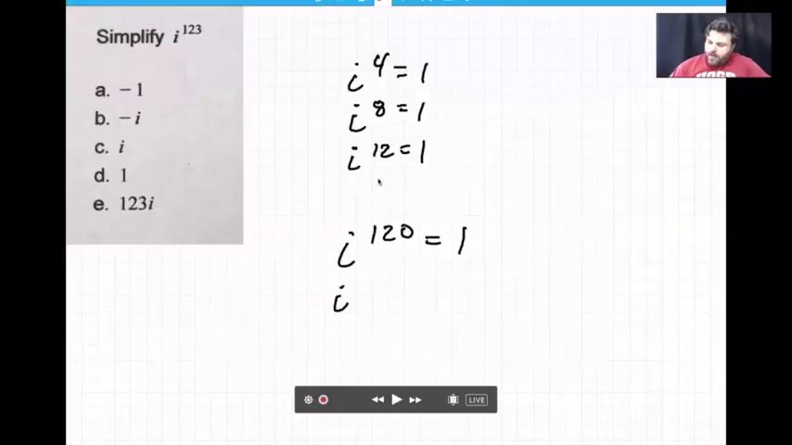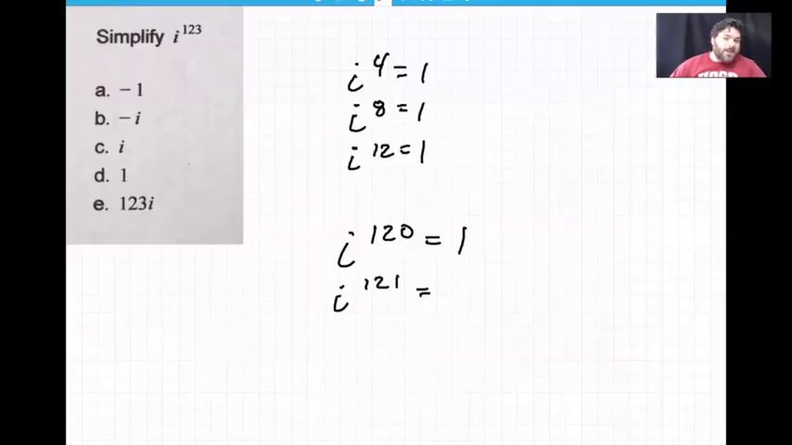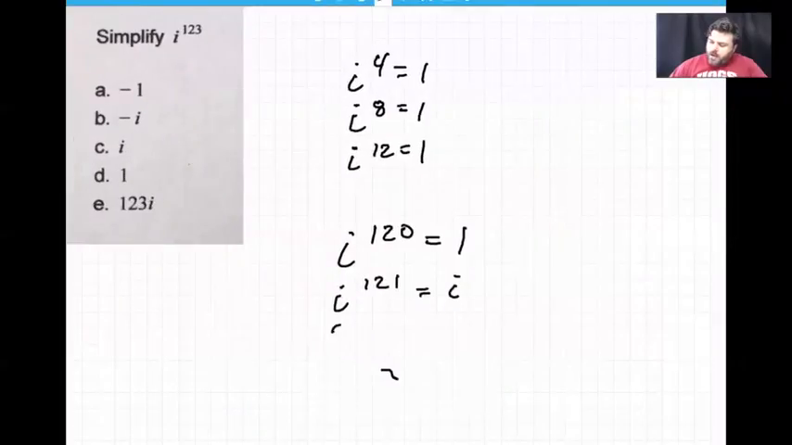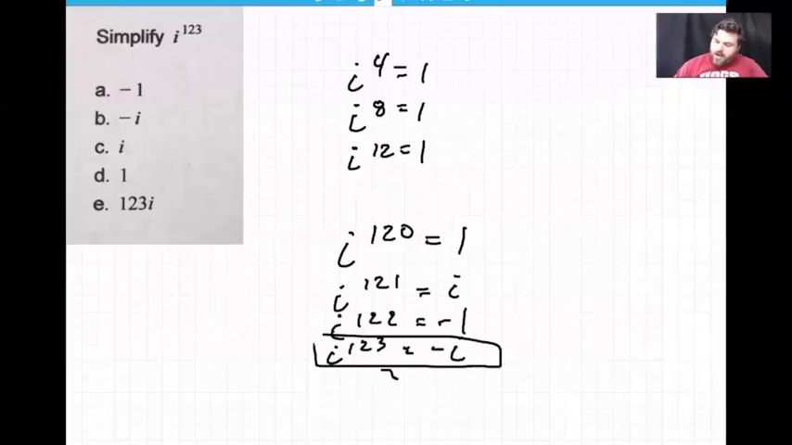Then you just kind of count on. So 121, that's going to be the same thing as 120 times another i. So that's going to be i. i to the 122nd power is going to be i times i. That's i squared. That's negative 1. i to the 123rd is going to be negative 1 times i. So it's going to be negative i. So we get B. B is the correct answer there.